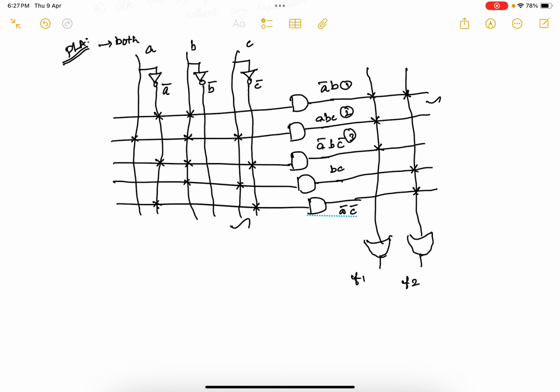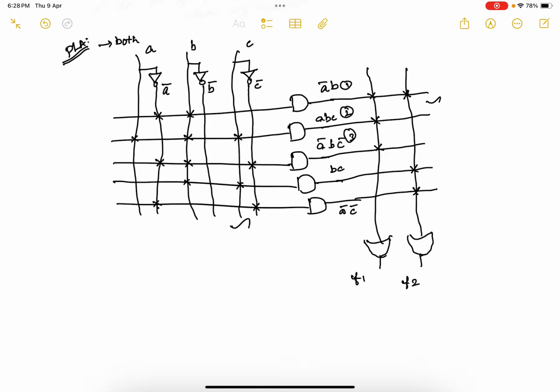Okay, so this is nothing but the structure for your PLA, that is programmable logic device. Is it clear how to draw the circuit using PLA logic? This is the logic diagram using programmable logic array concept. So the same concept now we will proceed for the next part.